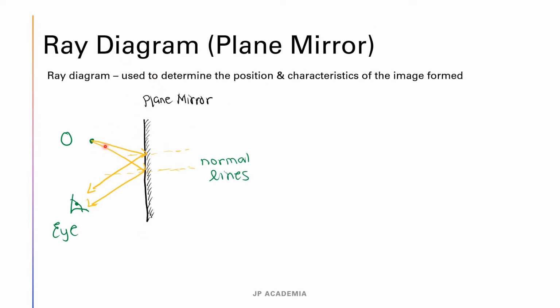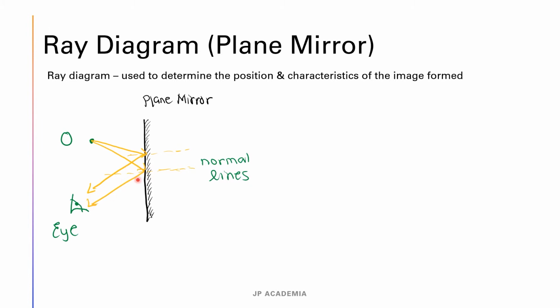First step is to draw at least two rays from the object O. So this is our object O. Then we have these two light rays as the incident light rays that will strike the mirror. Then following the law of reflection, draw the normal to the surface, forming 90 degrees to the mirror surface. Then draw the reflected rays relative to the normal lines, making sure that we follow the law of reflection in terms of the angle of incidence and angle of reflection.